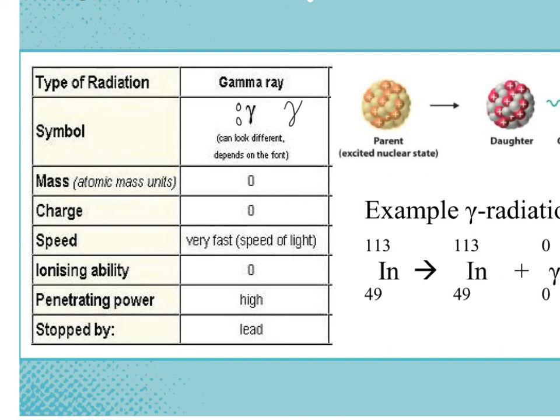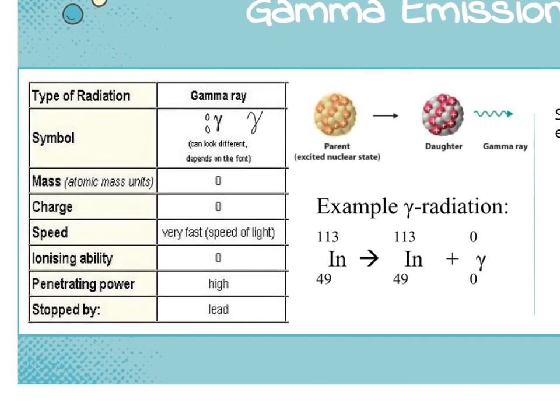So as I mentioned, it doesn't have mass or charge, it's just a ray, but it moves very fast at the speed of light. To be exact, anything that doesn't have mass can move at the speed of light. And it has 0 ionizing ability, but it does have a very high penetrating power, and it must be stopped by lead. So that's why X-rays use lead shields.